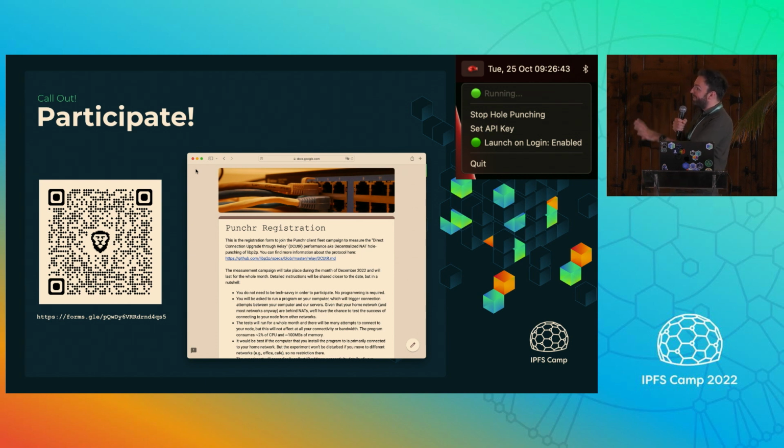So I would really appreciate it if you signed up. We want to have a hole punch month during December, so we try to attract as many people as possible to run this client. Also on Linux, there are binaries available. Please sign up. As I said, we want to have as many clients as possible running to increase the data foundation for all the measurements that we did and all the graphs that I showed to you.